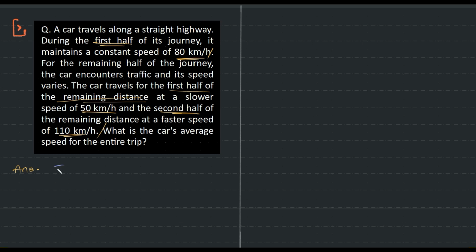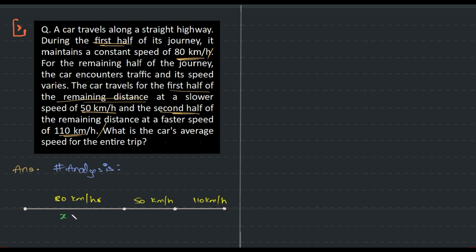So we have again a case of analysis. So we have this diagram. So first half, and then half and half again. The first half of the journey is 80 kilometer per hour, and the car travels for the first half of the remaining distance at 50 kilometer per hour, and then 110 kilometer per hour.